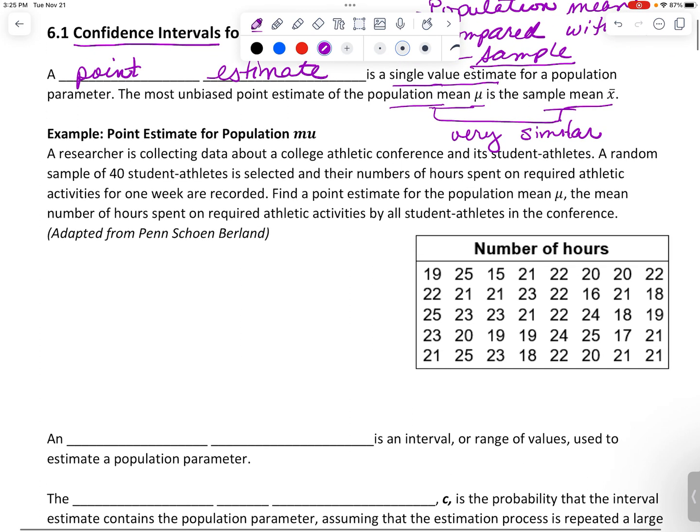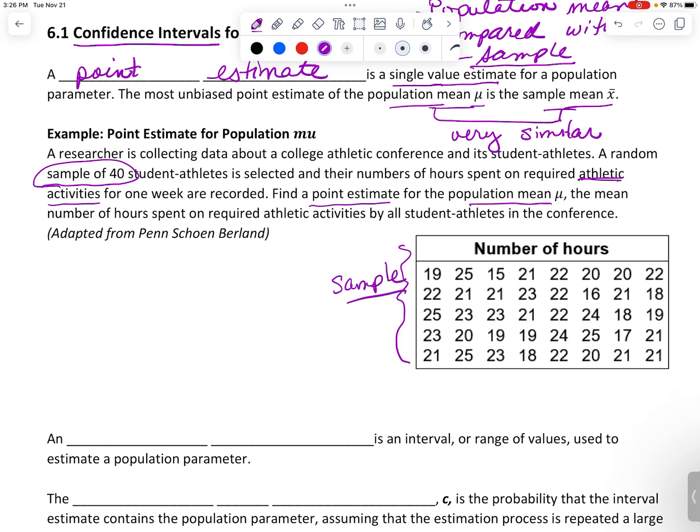So to start, here is just a point estimate for a population, and it says that we have a researcher who is collecting data. They have a sample of 40 student athletes, and they're looking at the number of hours spent on required athletic activities for 1 week. We want to find the point estimate for the population mean. Since I'm looking at just a sample, I want to see how close I can get that sample to the actual population. To start with then, we need this point estimate.